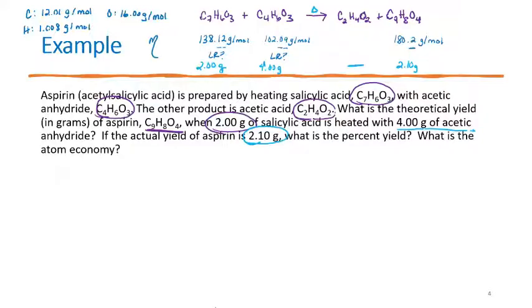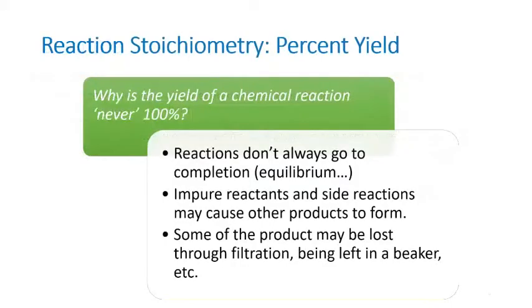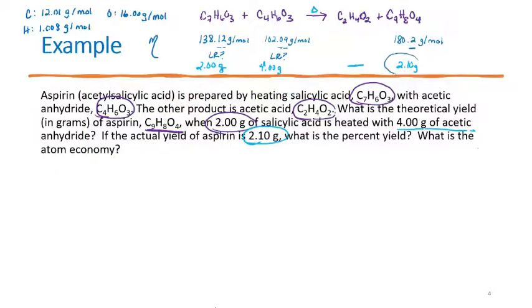You can compare them to each other and see, do I have enough to react all of this? And is the other species left over in excess? Or you can do it where you figure out how much product can you make from each species. I'm going to go ahead and figure out how much product I can make from each species, specifically because I know I'm trying to calculate percent yield, and I know how much product I have here. So I'm going to go ahead and do that so I can do one fell swoop on the calculation.